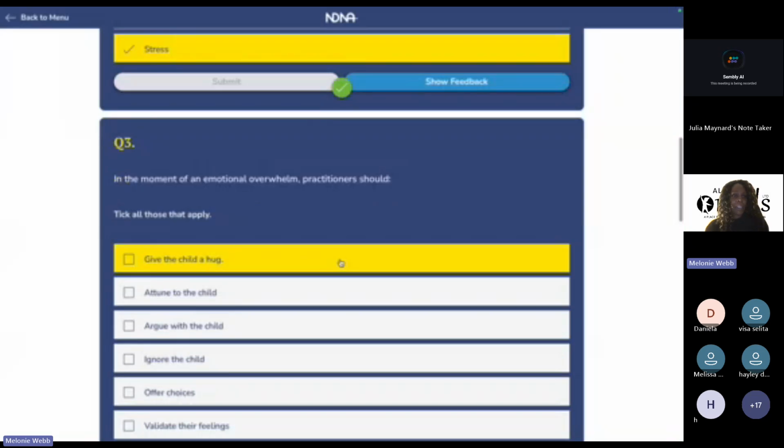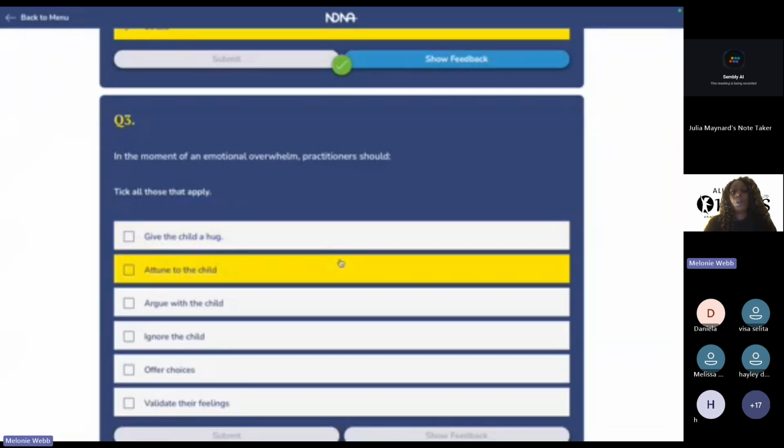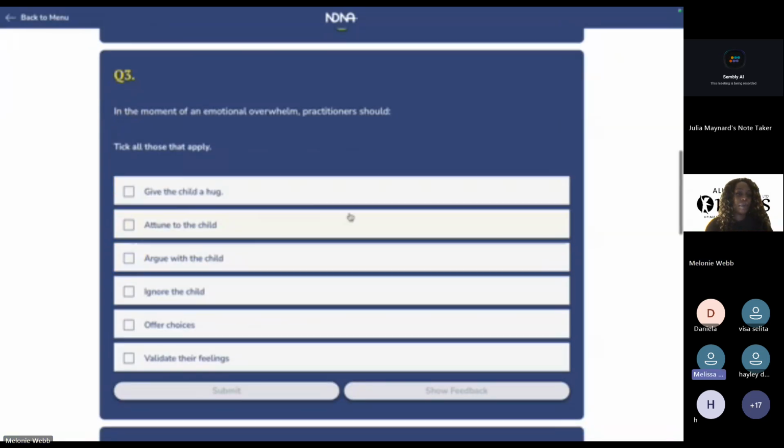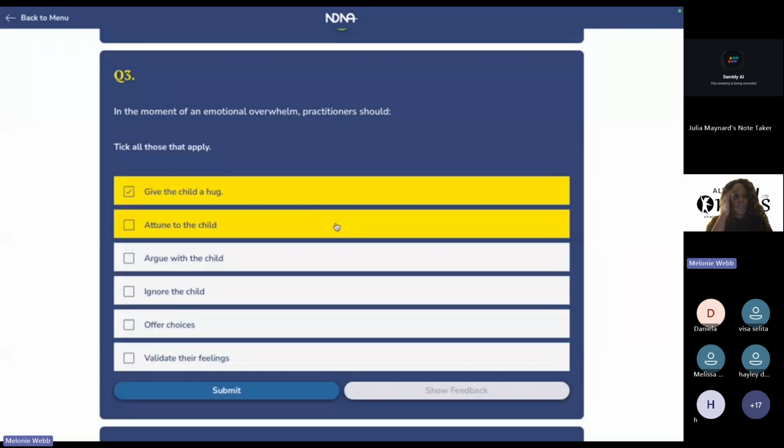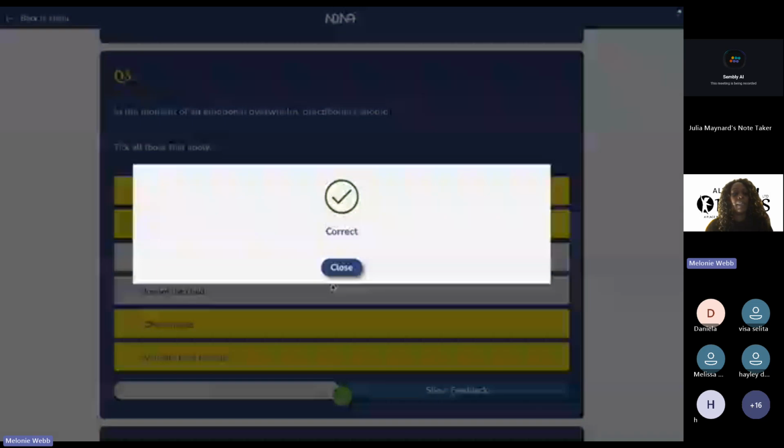In the moment of an emotional overwhelm, should practitioners give the child a hug? Yeah. Should we attune to the child so we understand them? Yeah. Should we argue with them? No. Do we ignore them? No. Do we offer choices? Yes. Do we validate their feelings? Yes. Lovely.